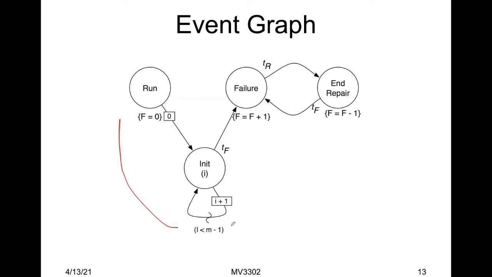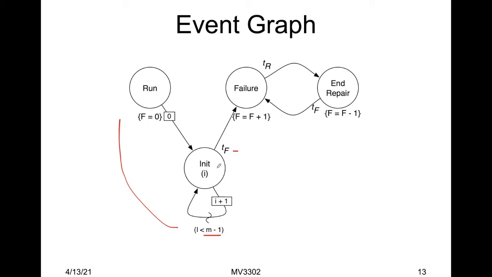So this is all, we've done all this before. So what's going to happen? The run event is going to schedule init passing 0. And init is going to schedule a failure with a failure time delay. And then it's going to schedule another init, passing I plus 1, as long as I is less than M minus 1.